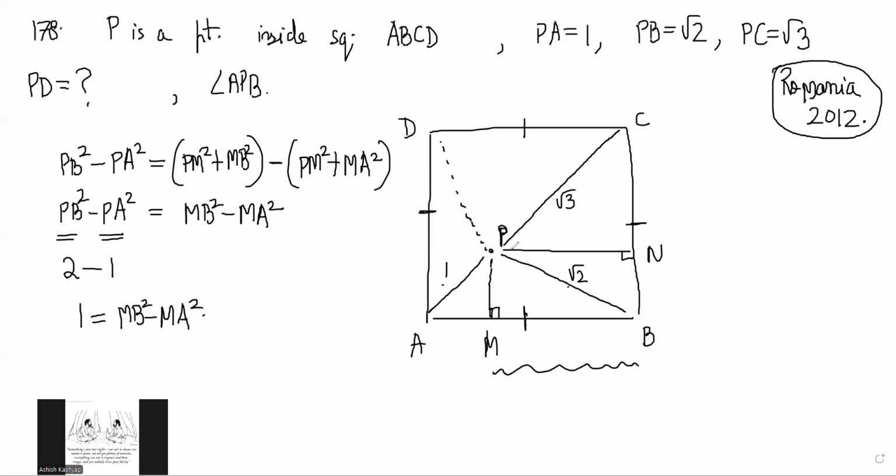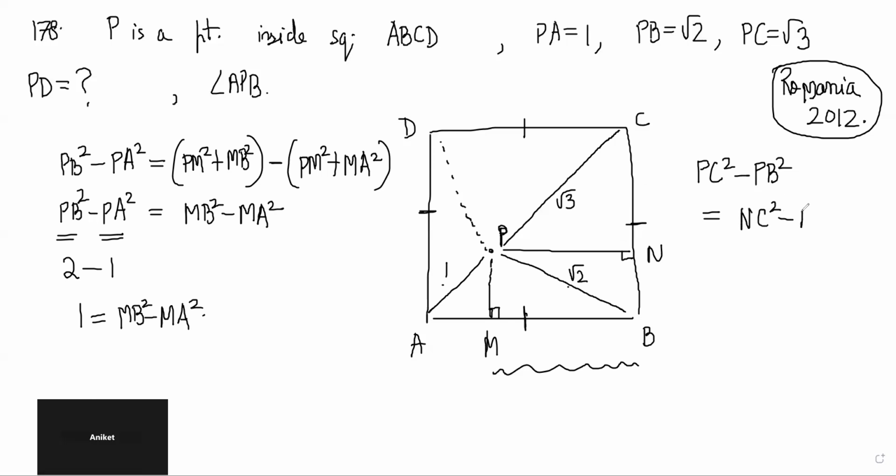Similarly, you can do the same thing here. PC square minus PB square. It will come out to be NC square minus NB square, right? Yes, sir. Right. And this will also be equal to 1, right? 1. Acha, we will equate.